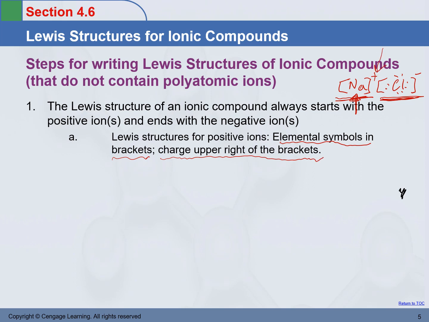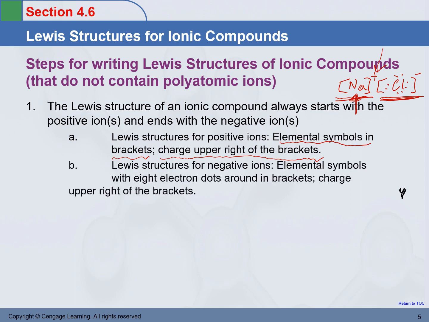Oh, that's what we did. Easy. Positive ion is easy. Elemental symbol in the bracket. Don't forget a charge on the upper right. For Lewis structures of a negative ion, you put the elemental symbol, but also with 8 electron dots around it, and then in the bracket. Chlorine symbol followed by 8 dots in the bracket, then charge on the upper right. I think we're following it. Not that bad. It's easy.